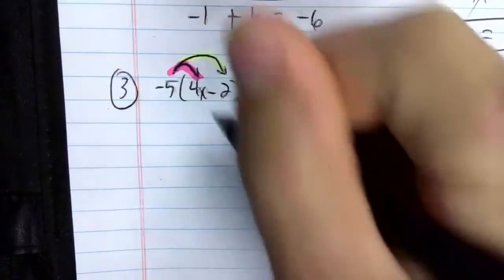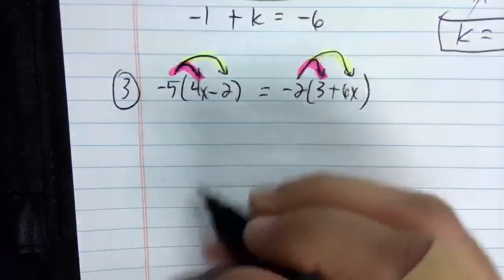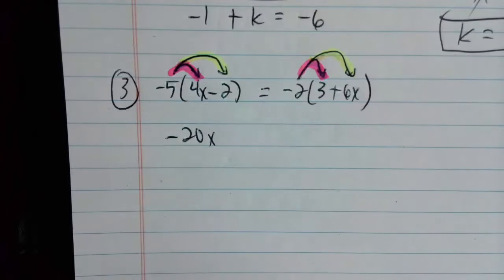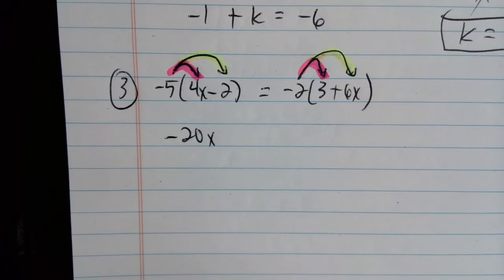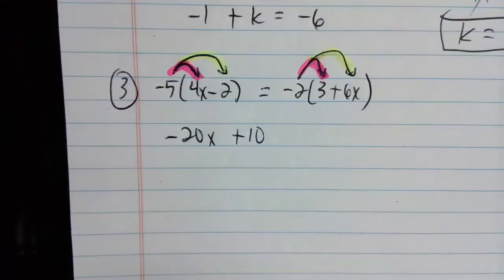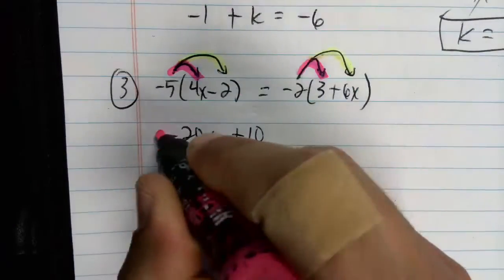So, -5 times 4x. What is that? That's a -20x. -5 times -2. Luke, please have a seat and work, buddy. +10. All right, let me color code those to make sure we know exactly where they came from.